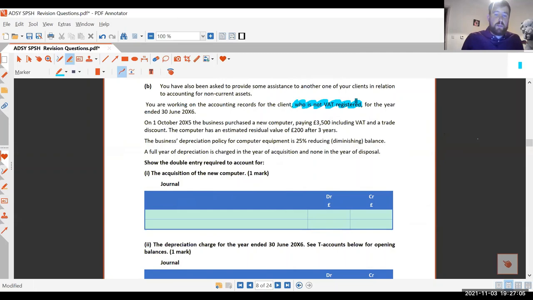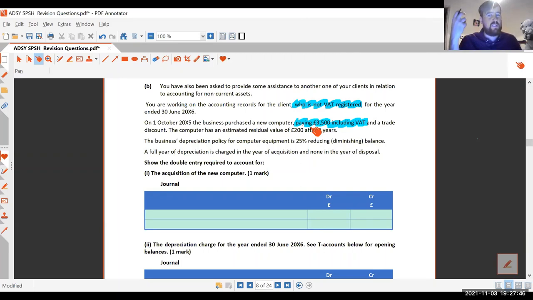And they've purchased a new computer. They've paid £3,500, including VAT and a trade discount. Now, the reason they're telling us this is they're trying to make you fall into the trap here that this includes VAT and potentially you're going to need to do some kind of VAT adjustment. Now, why might we not need to do that? What's the important tidbit here in terms of this business that we've just discussed? Why would I be saying that we don't need to adjust this figure?